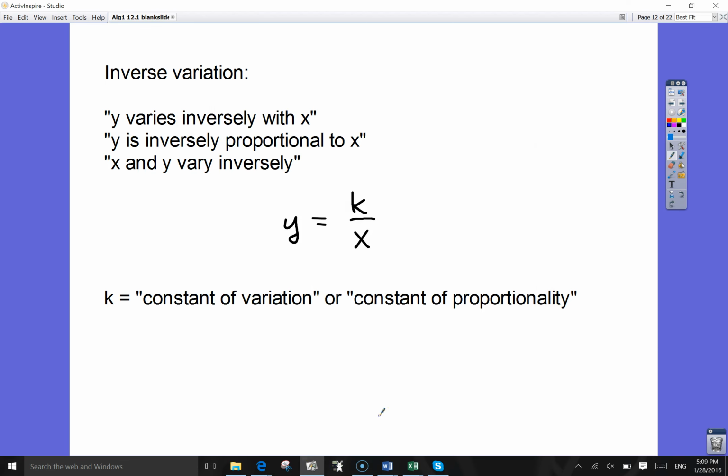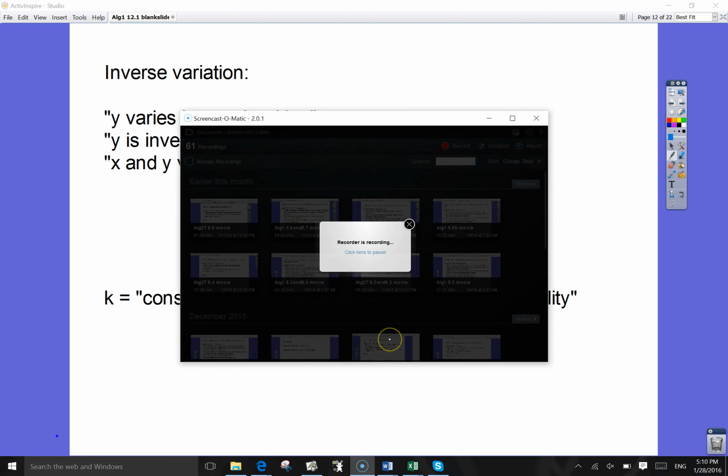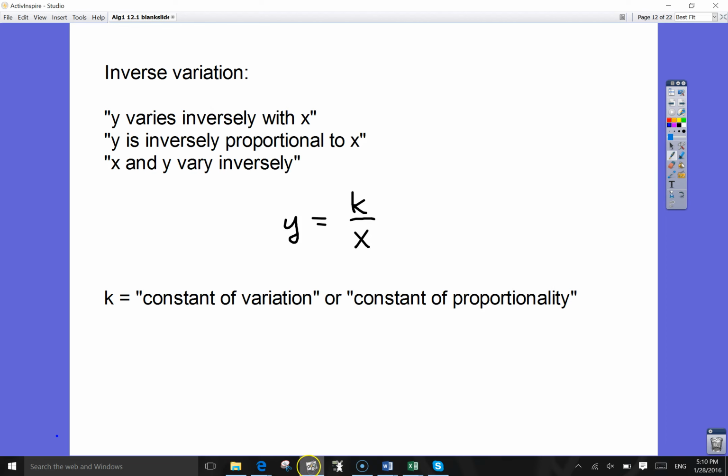I'm trying to see whether I'm actually recording here because I've lost my little icon in the bottom. But when I click on this, it says recorder is recording. Okay, that's good. I'm going to keep going, assuming that we're getting it.